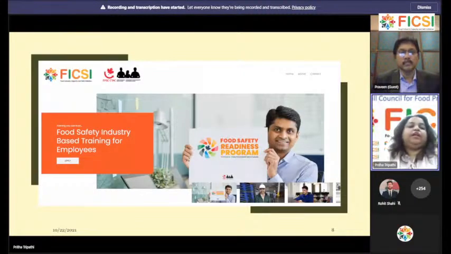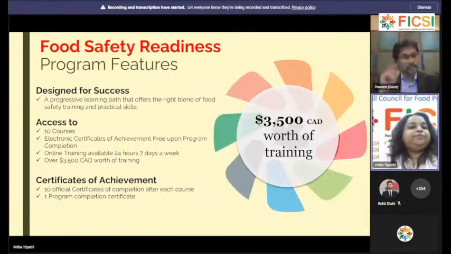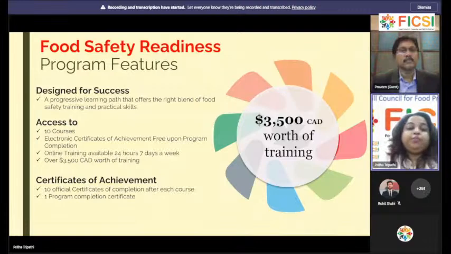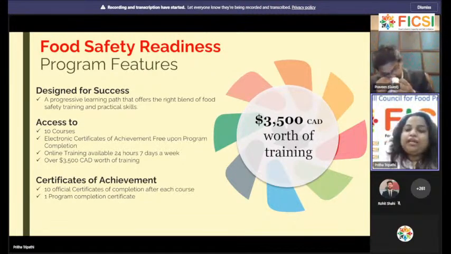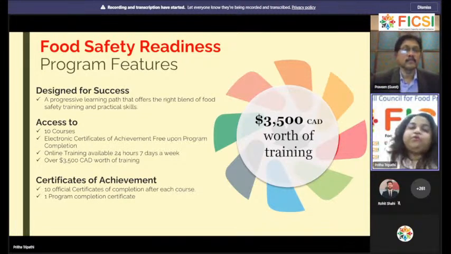As I told in the previous slides, with Food Processing Skills Canada, we have launched the Food Safety Readiness Program. This particular program has 10 different modules, and it is a self-paced learning program. The actual value of this program is approximately $3,500 Canadian, that is approximately 2 lakh Indian rupees. And since we are introducing this program jointly with them, we are able to offer this program at a cost of 12,000.